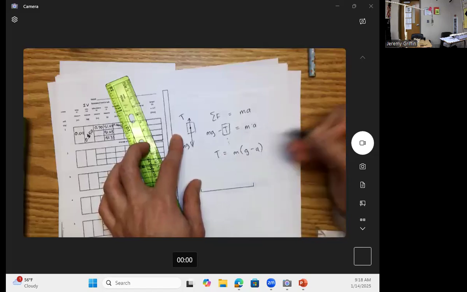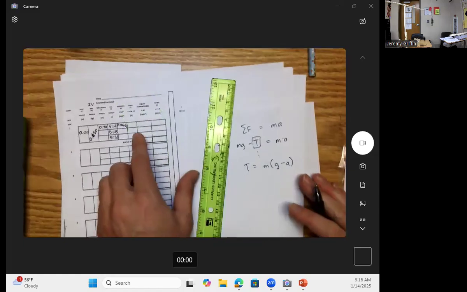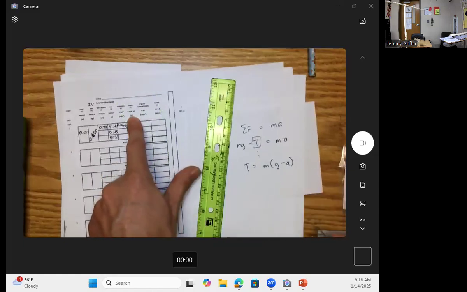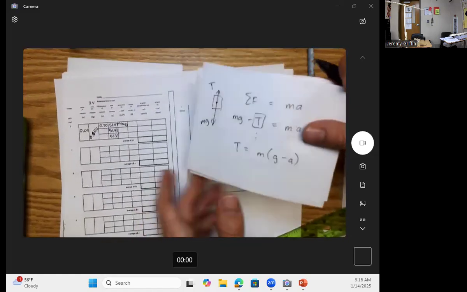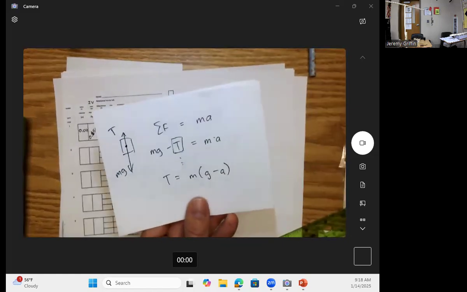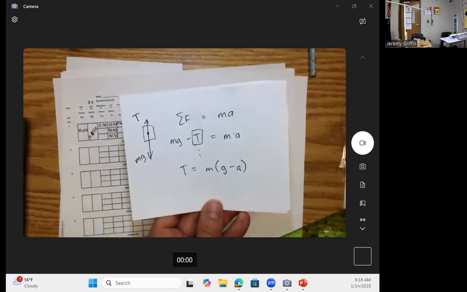You guys see that? Which I also typed right there. You see m times g minus a? So this is where it comes from. And to be ready to do this, I mean, this could totally be a big part of an AP free response question.